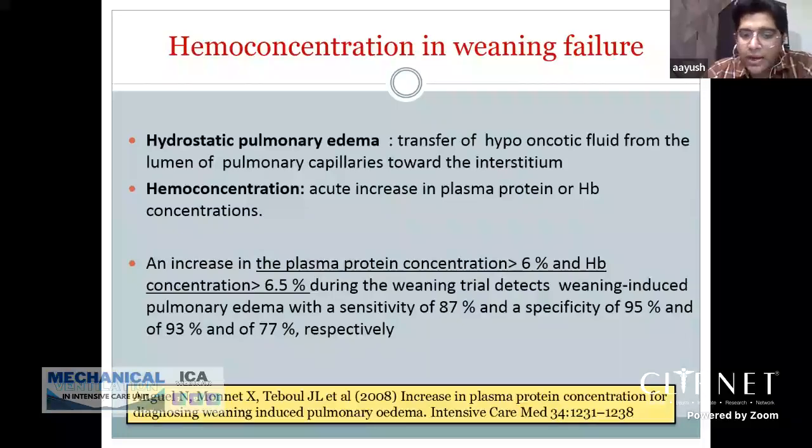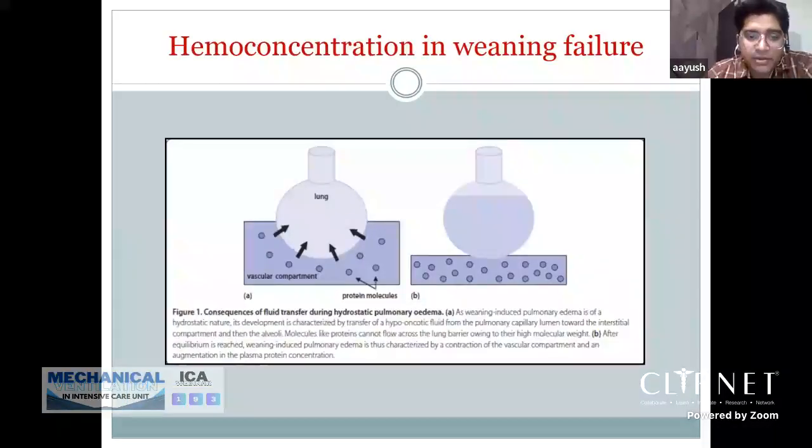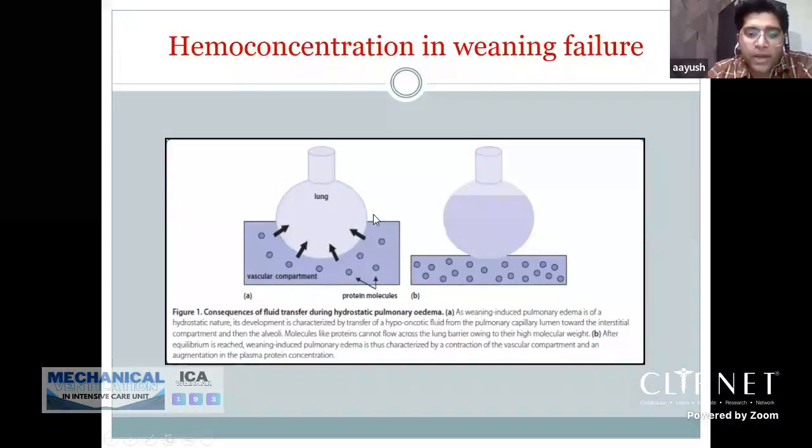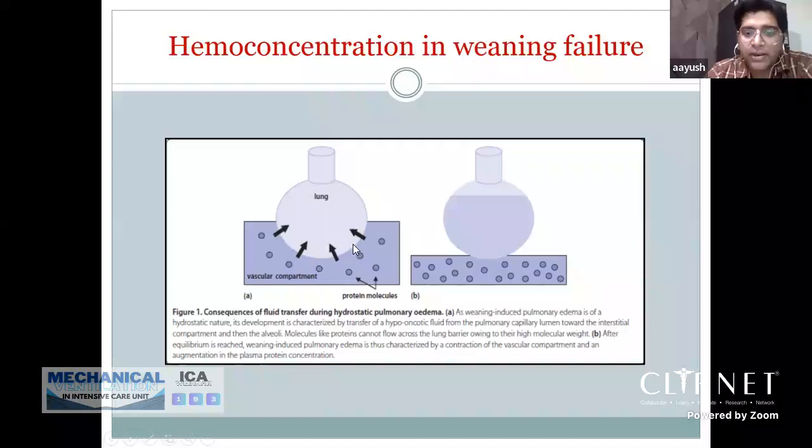And this study found that an increase in the plasma protein concentration of more than 6% at the end of SBT and a hemoglobin concentration of more than 6.5% adequately predicted weaning-induced pulmonary edema, with again a fair bit of sensitivity and specificity. The mechanism is that whenever the patient experiences some amount of hydrostatic pulmonary edema, the fluid sequestrates from the vascular compartment into the lungs and into the interstitium and causes a rise in the plasma protein concentration and the hemoglobin. So when you measure the hematocrit or the plasma protein concentration before the SBT and at the end of SBT, you will find an increase in those patients who experience weaning-induced pulmonary edema.